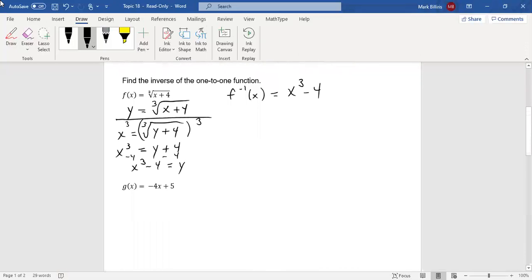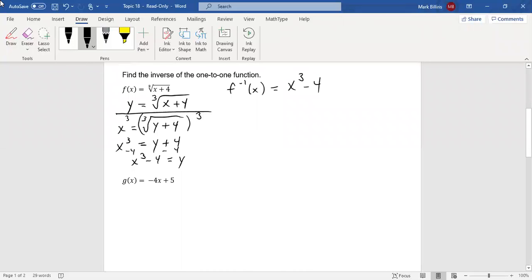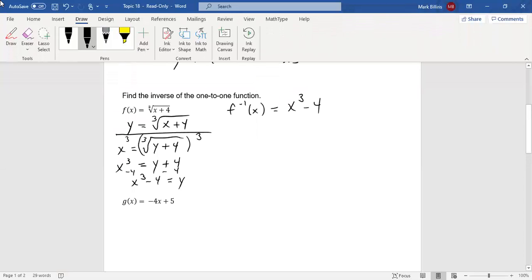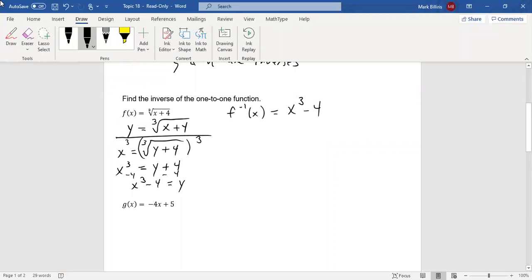Next example, we have g of x equals negative 4x plus 5, and we're going to find the inverse of this one-to-one function. So remember, the easiest way to do this is to start by rewriting it in place of g of x. Remember, g of x and y are the same, so y equals negative 4x plus 5. In order to find the inverse, the x and y change places. So this becomes x equals negative 4y plus 5. And now I'm going to solve for y.